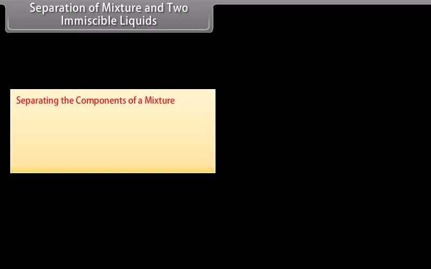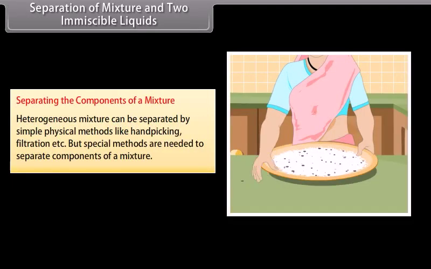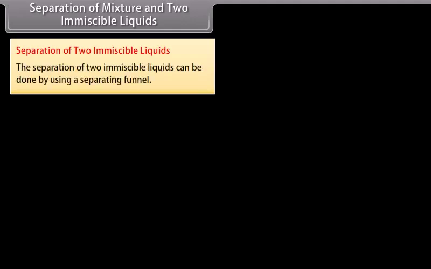Separation of mixture and two immiscible liquids. Separating the components of a mixture. Heterogeneous mixtures can be separated by simple physical methods like hand-picking, filtration, etc. But special methods are needed to separate components of a homogeneous mixture. Separation of two immiscible liquids. The separation of two immiscible liquids can be done by using a separating funnel.